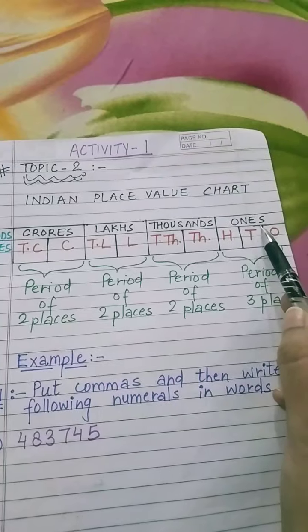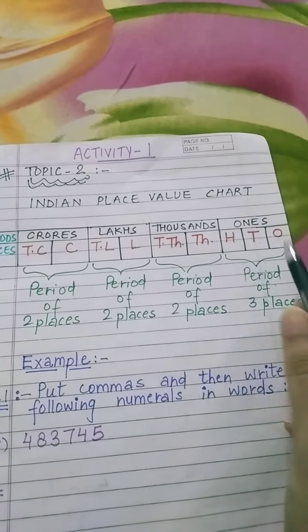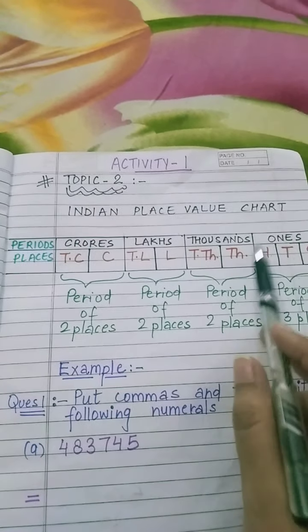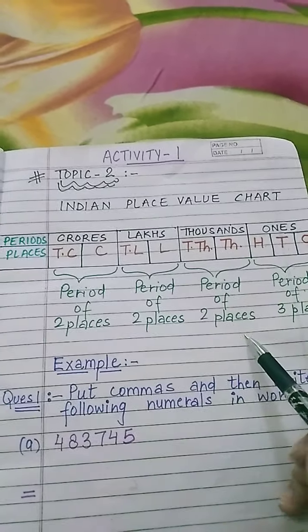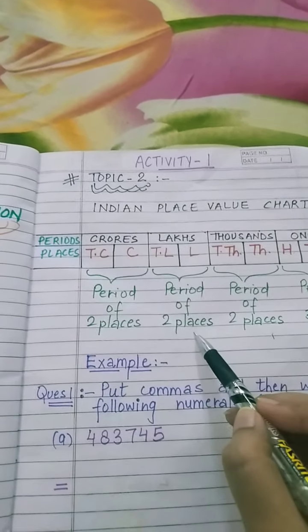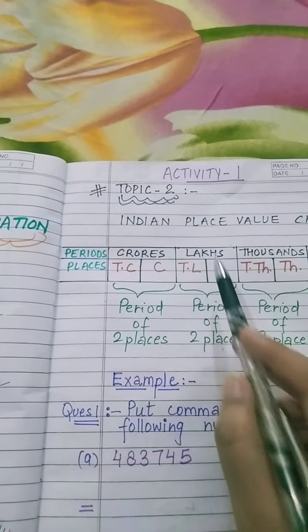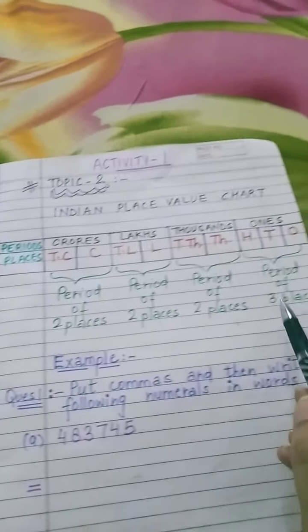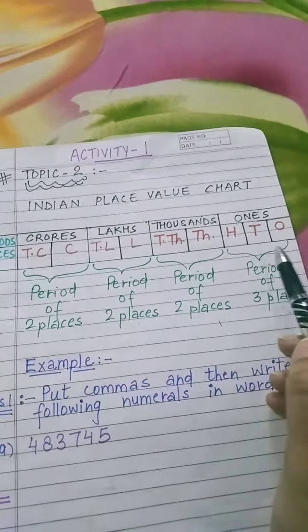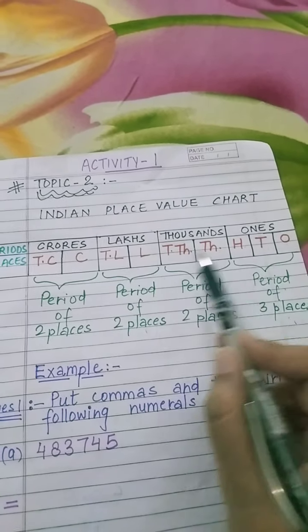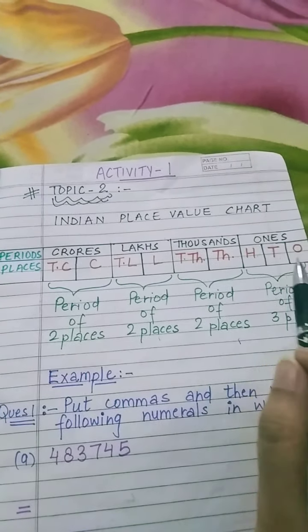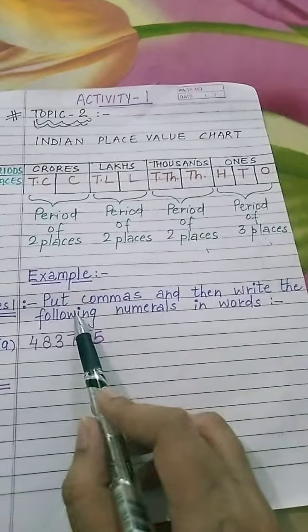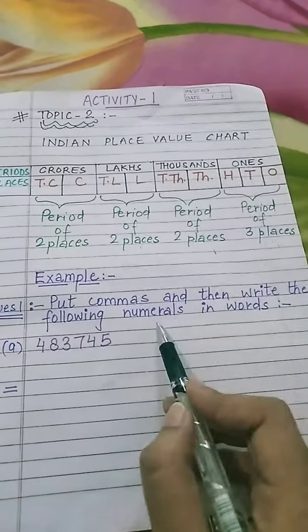Now the ones period is the period of 3 places. As you can see, there are 3 places under period ones. Now thousand period is the period of 2 places. Lakh period is the period of 2 places. As you can see, there are 2 places under lakh period. And crore period is the period of 2 places, and we separate each period. I'm again repeating, we separate each period by putting comma. So let's take an example. Our first question is put commas and then write the following numerals in words.